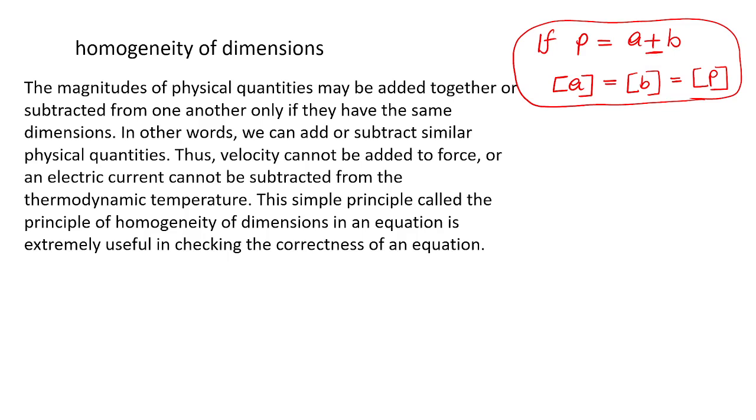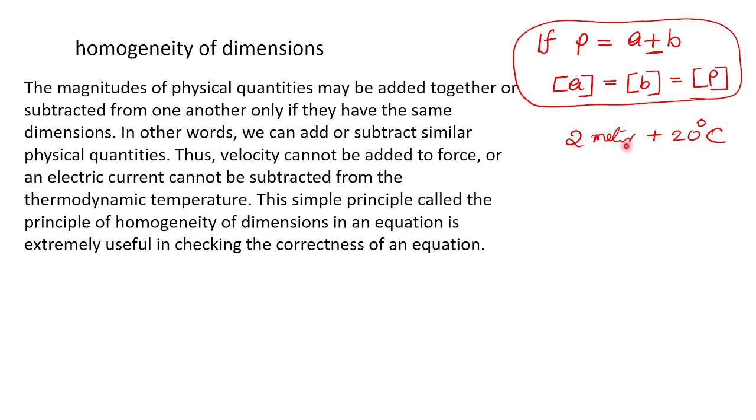For example, can I add 2 meter and 20 degrees Celsius? Is it meaningful? 2 meter plus 20 degrees Celsius. Rakshana, you please tell me. It does not have meaning. No formula contains terms like this. The 2 meter and 20 degrees Celsius, both of them having different dimensions.